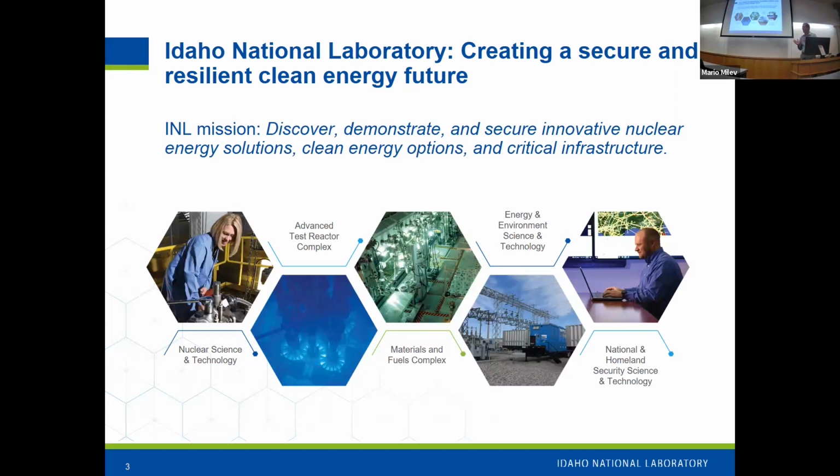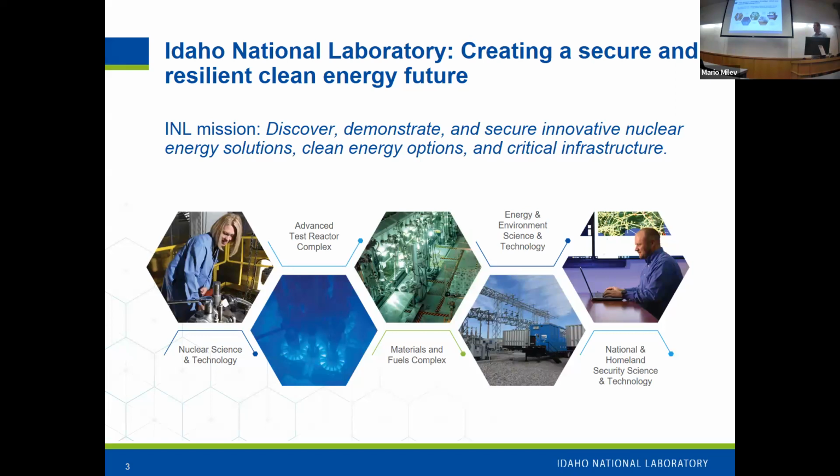So we do that through the work of 5 different directorates that are shown up here. So nuclear science and technology, where I work. The advanced test reactor and materials and fuels complex is where a lot of the rubber meets the road, where nuclear experiments get run and characterization after those experiments take place. So most of those facilities are out on the desert site.